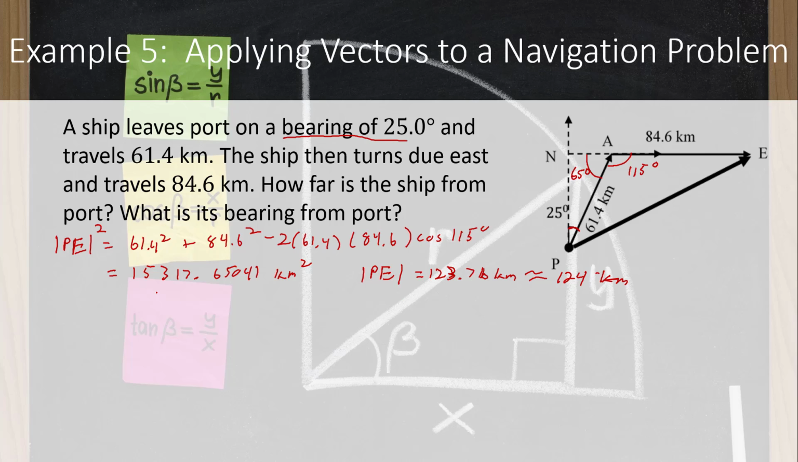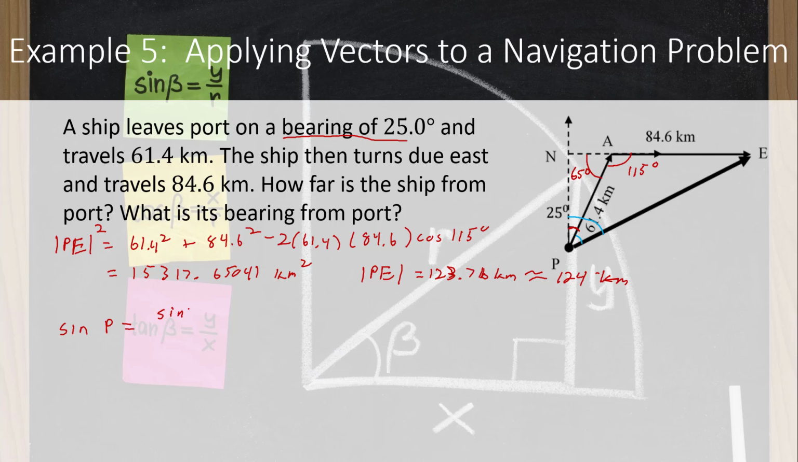Okay, now we need to figure out what the bearing is. Now this is the bearing. It is going to be the sum of 25 degrees plus whatever this angle is, and we're going to call that P. But we can find that particular angle right here using the law of sines. And we will have that the sine of P is equal to, well, the sine of A, since we already know what that is, that's 115.